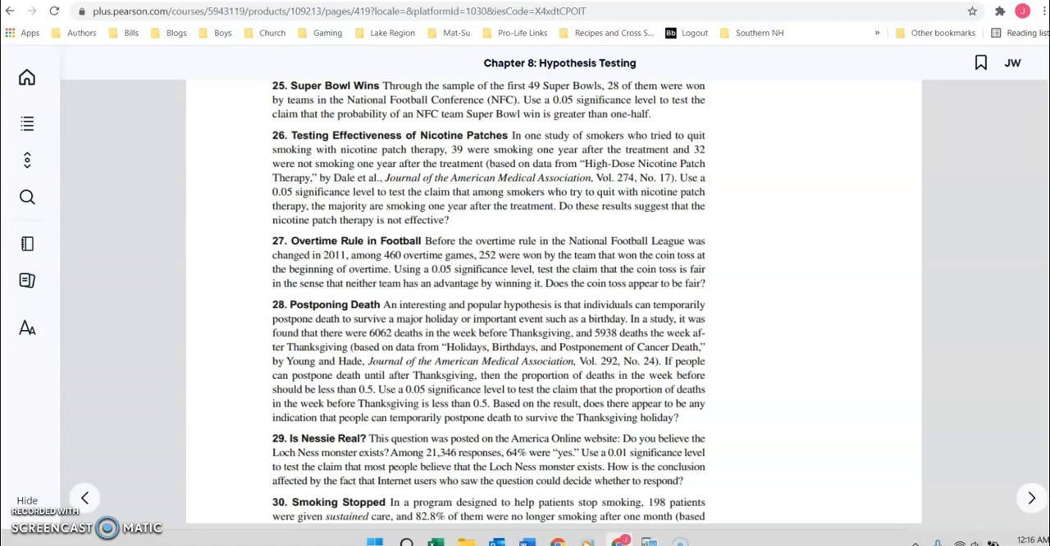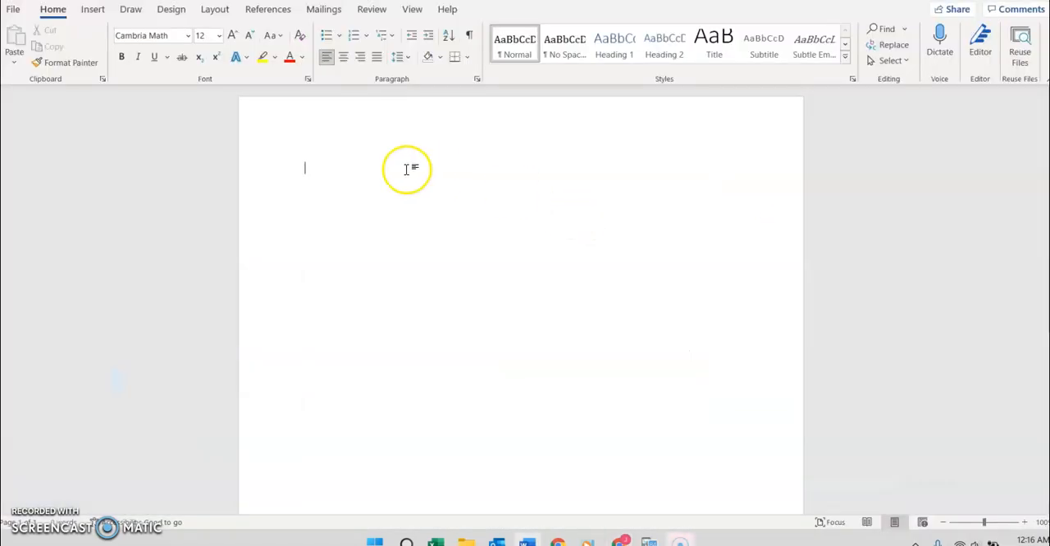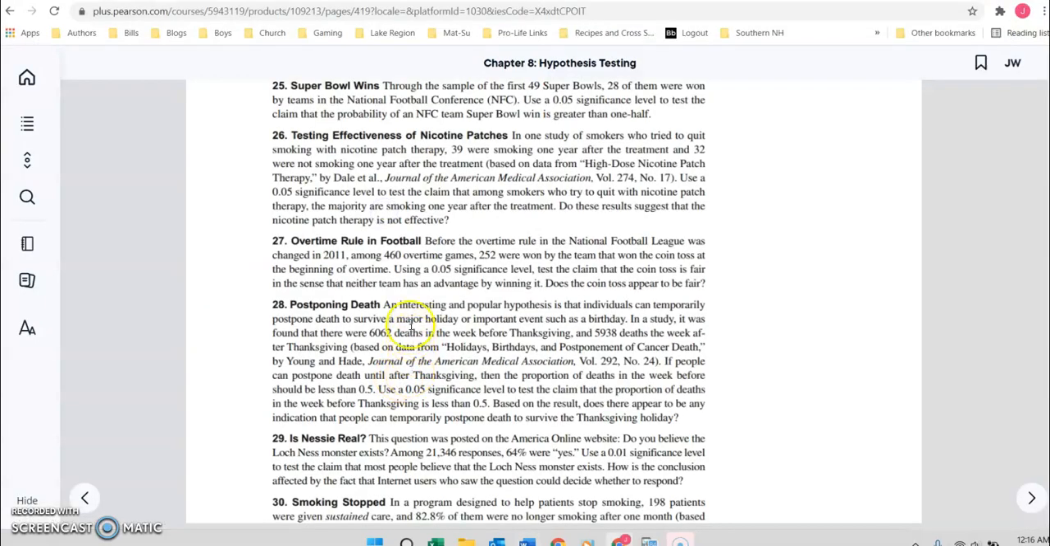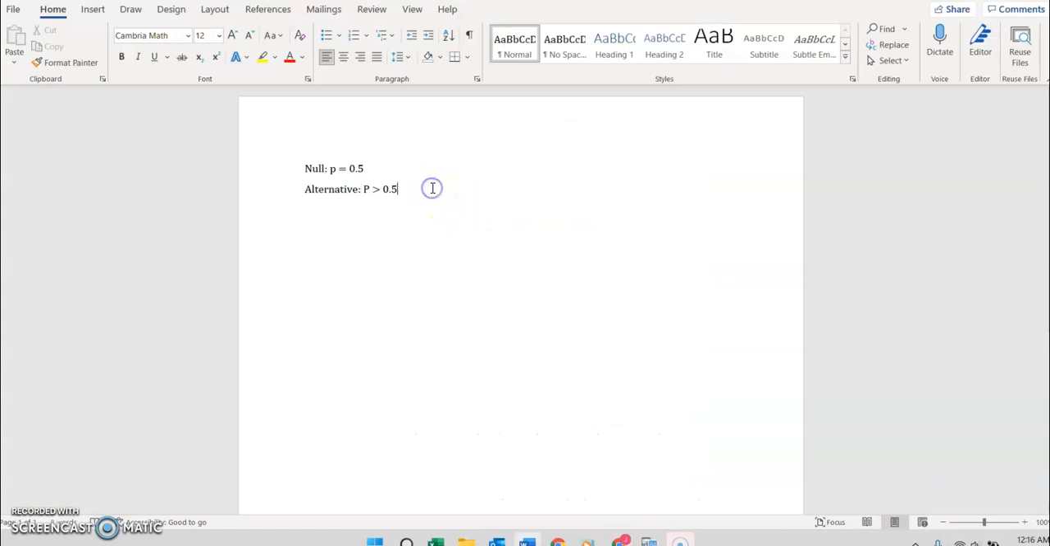Okay, so we want to start by writing our null and alternative hypothesis. So our null is going to be that P is 0.5, 50-50, no change, nothing matters. Either one's the same as the other. Alternative, we want to prove that more than 50% are still smoking, okay? Because that's what this says, that the majority, so majority means more than 50%. So this is our setup here.